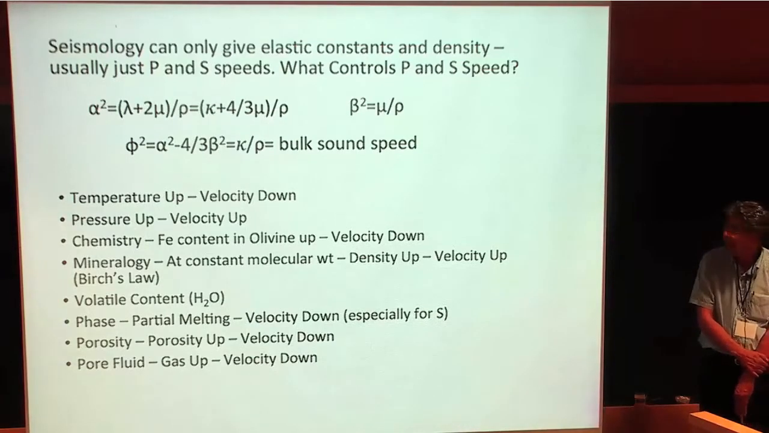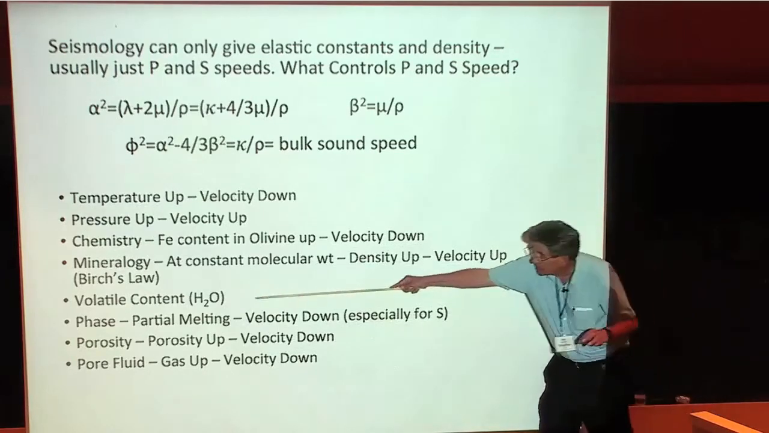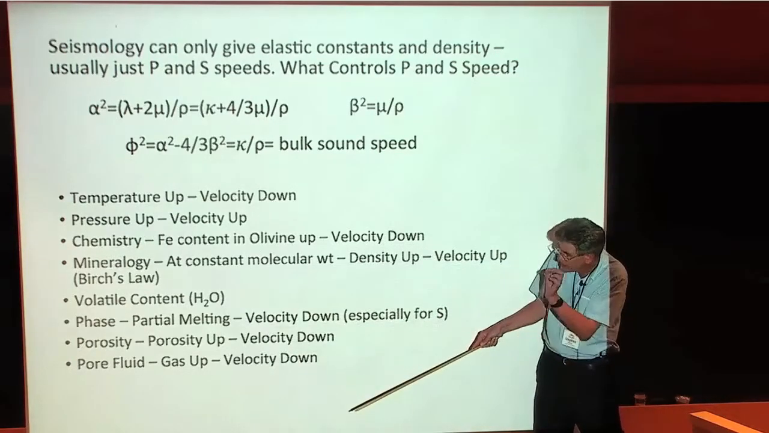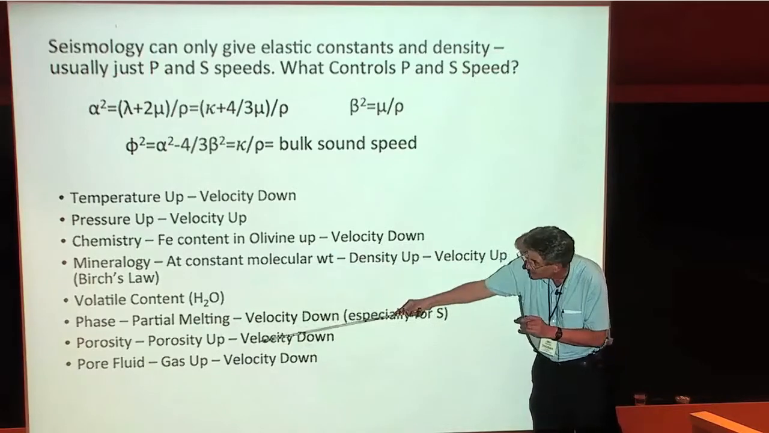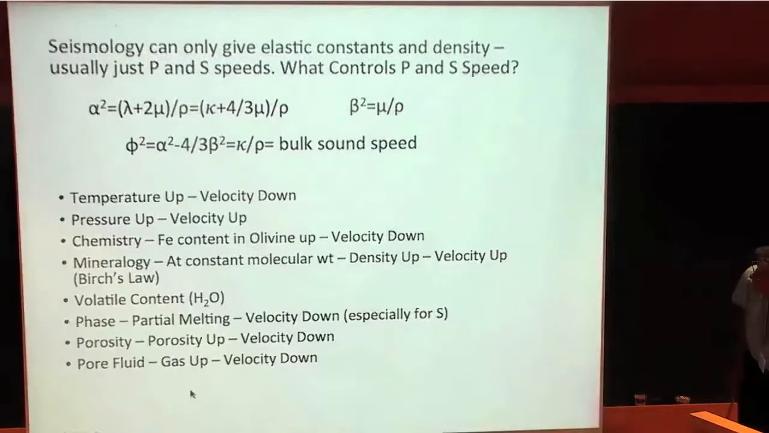Anyway, I noticed I'm running out of time. So volatile content, unfortunately, can change the velocity, even a little bit of hydrogen ions, partial melting as well. So I'll go quicker, oops.